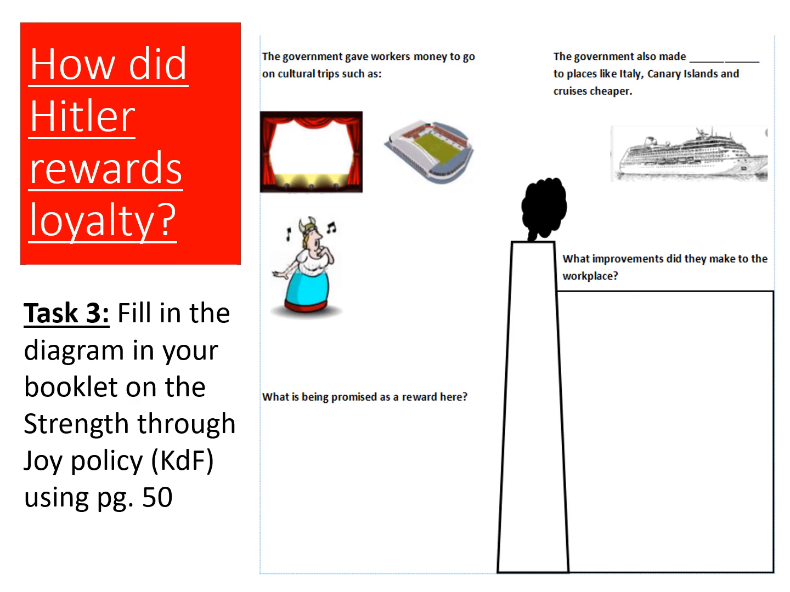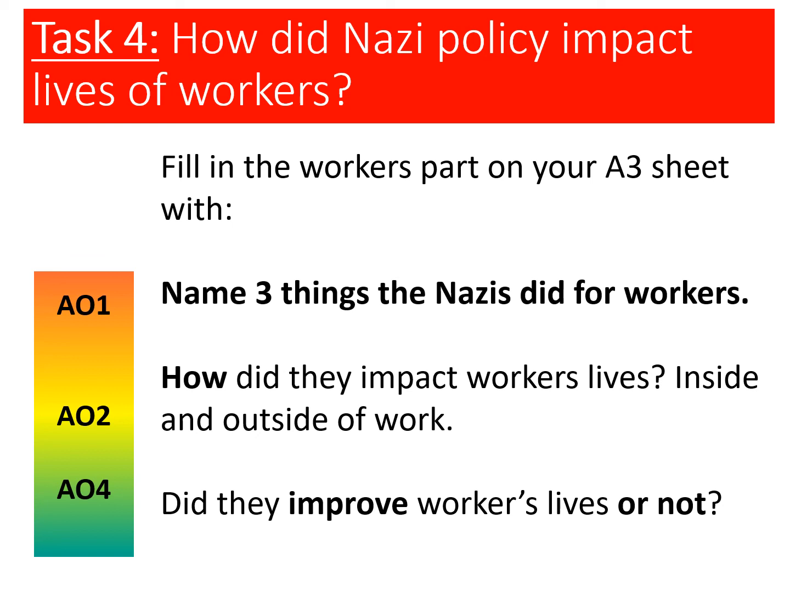So, go back to the double page sheet at the start of your booklets. You're just focusing on the workers box, which should be the top corner. Do those 3 questions for me, please. So name 3 things the Nazis did for workers. Those 3 things I would make the 3 groups that they set up. The RAD, DAF and the KDF. Obviously do their long names.